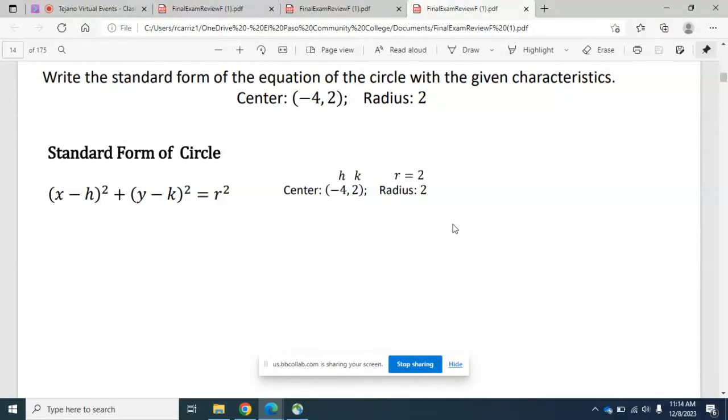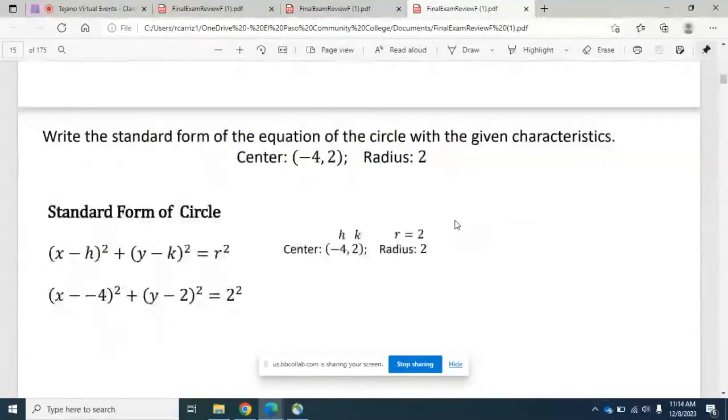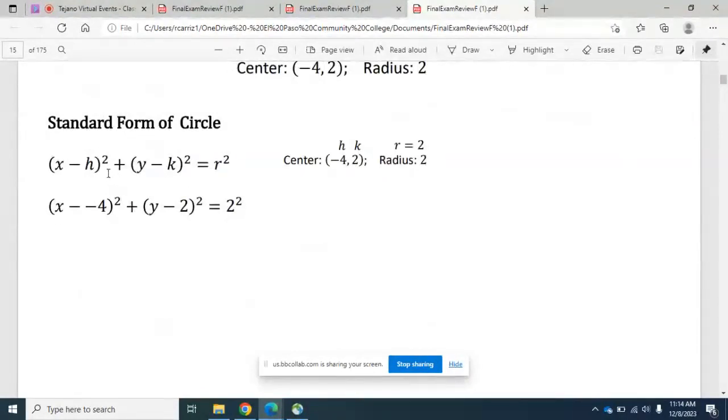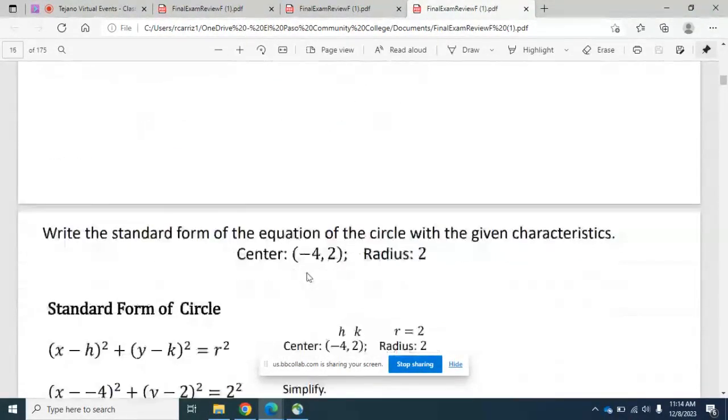So all we have to do is go ahead and place in what we know. So again, we place a value for h as negative 4, a value for k as a positive 2, and r is 2. Now all we have to do is just simplify. The x minus a negative 4 will give us x plus 4.